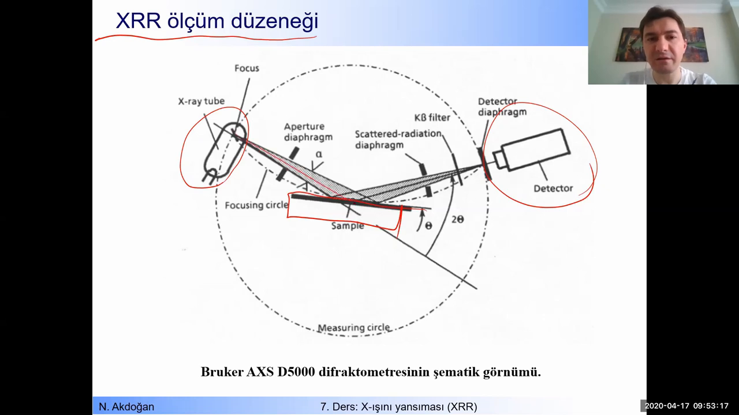Okay, this is the sample angle, incident angle theta. And this is the detector angle 2 theta. Okay, so we are carrying out a theta 2 theta measurement. But of course, compared to the X-ray diffraction experiments, X-ray reflectivity experiments start with very low theta angles. Then you increase theta angles up to 15 degrees and 20 degrees, something like this.